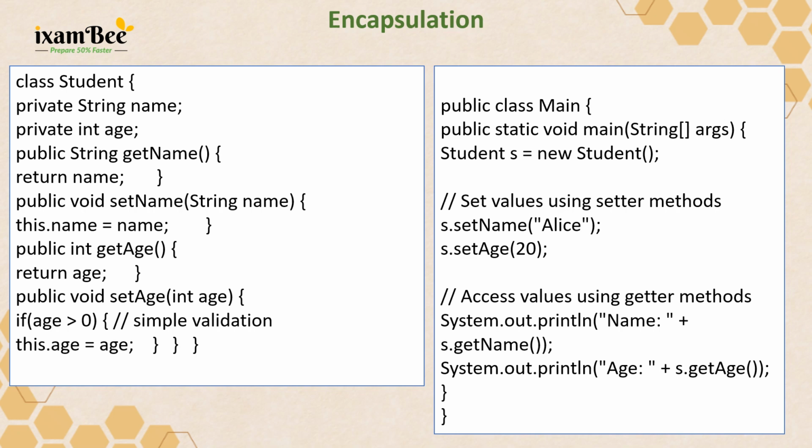To access the values we are using the getter methods. Here we are saying system.out.println name plus s.getName. This will print the name of the student. Next, we are also printing the age of the student with the function s.getAge. So this is how encapsulation can be implemented in Java.